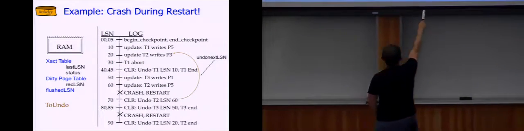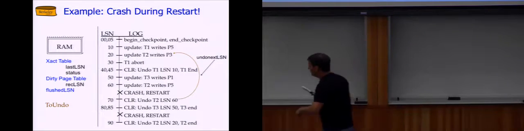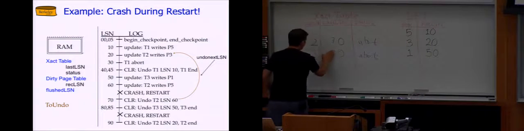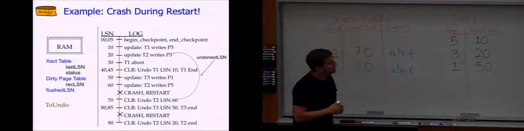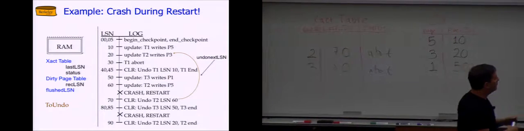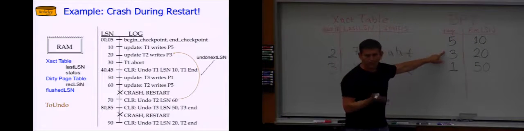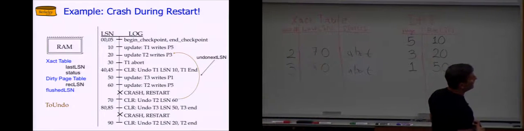We're going to undo the thing at 50, which belonged to transaction 3. Right? It was on page 1. So transaction 3 gets an update on its last LSN to 80. Yes? And we modify T3, which doesn't mean changing the recLSN, because that only changes on the first change. Okay? And we go ahead and we do that.